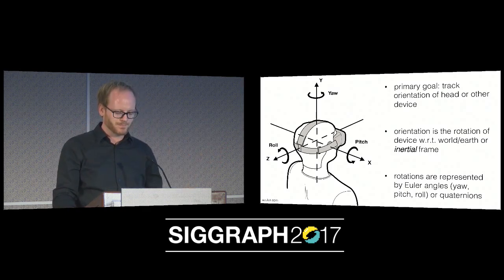and that's going to be our reference for the inertial sensors. So the device frame or body frame is going to be in the local coordinate system of the Arduino or the IMU, and the inertial frame is going to be the world frame. That's the reference frame.